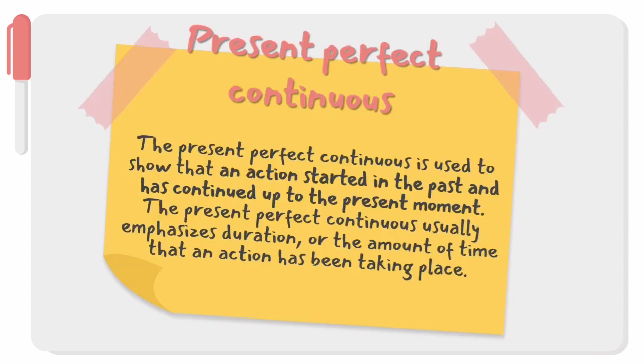Hello everyone, now let's start with present perfect continuous. First of all, we should know when we have to use present perfect continuous. So let's read the theory. The present perfect continuous is used to show that an action started in the past and has continued up to the present moment. The present perfect continuous usually emphasizes duration or the amount of time that an action has been taking place.